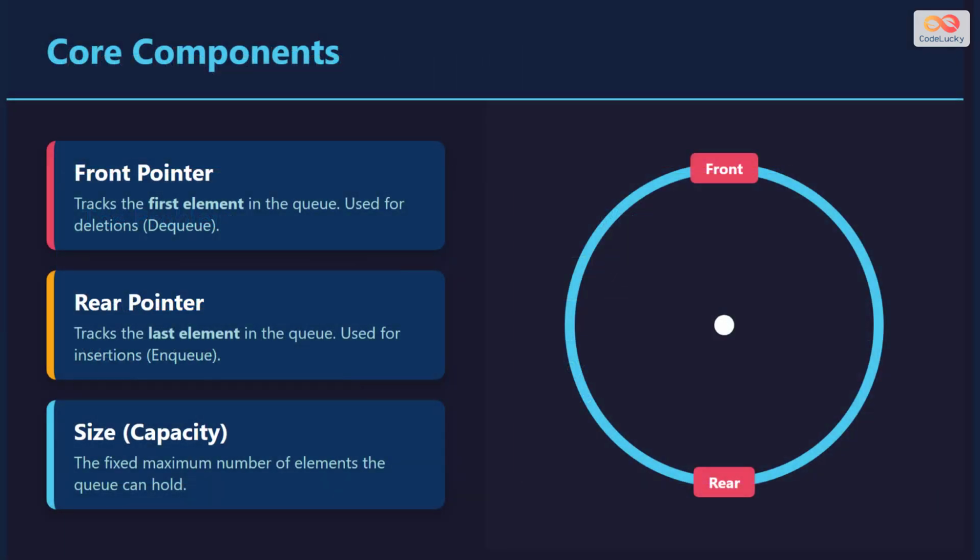To implement this efficiently, we track three things. First, the front pointer, which tracks the first element for removal. Second, the rear pointer, which tracks the last element for insertion. And finally, the size or capacity, which is the fixed limit of our buffer.